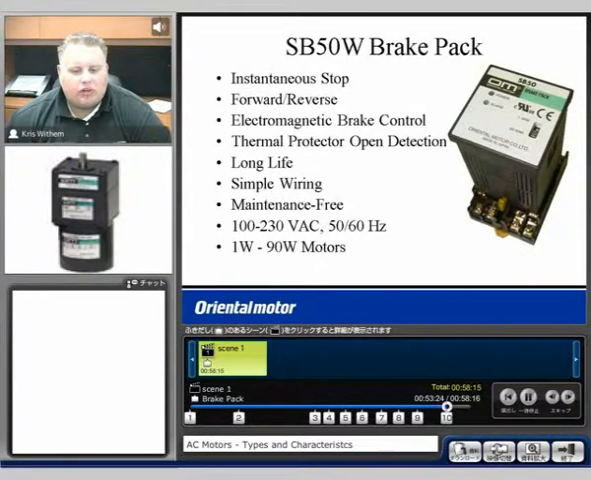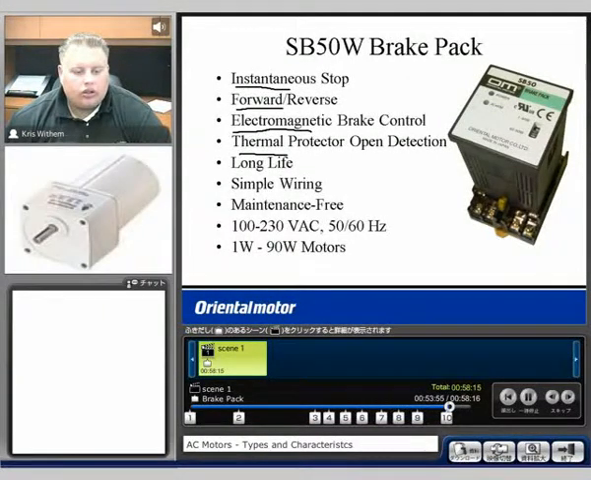Looking at different types of accessories available. Again, the SV50 brake pack, available for the instantaneous stopping, both forward and reverse. Electromagnetic brake control, so there is an actual wiring designation for if you're using the electromagnetic brake motors. Thermal protector open detection, so it knows what to do when the thermal protector switch turns on in the case of higher heat. Has the long life rating, real simple wiring.